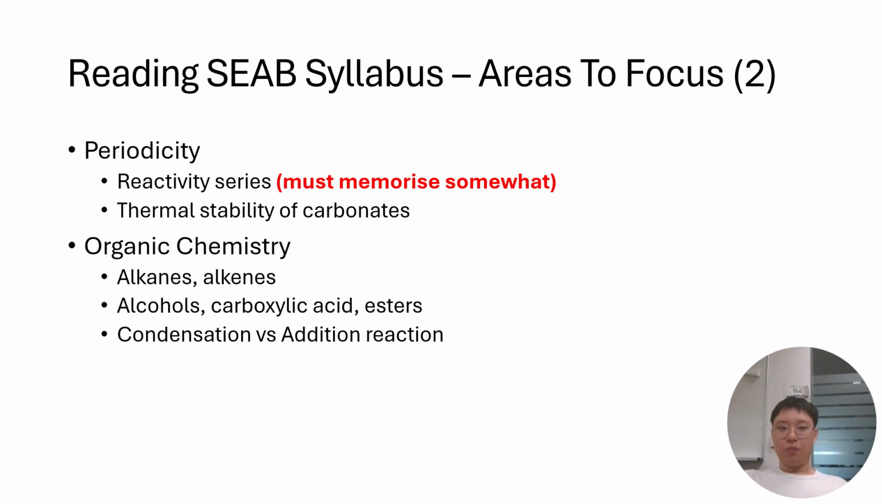The third area would be periodicity, of which the particular concern is the reactivity series, and therefore I must memorize this reactivity series somewhat. Another one that I think would be an area of concern would be the thermal stability of carbonates. Last but not least, organic chemistry.